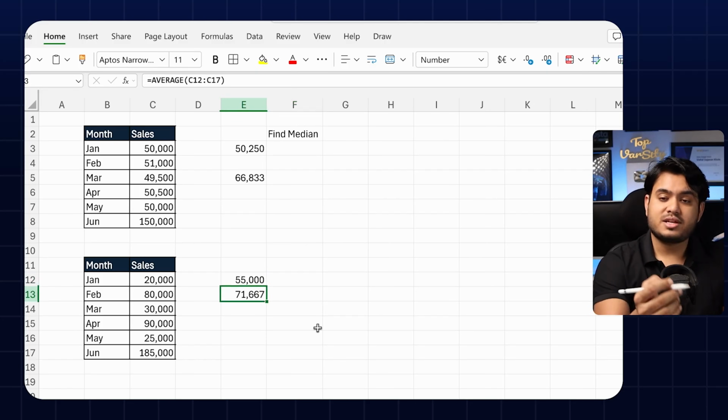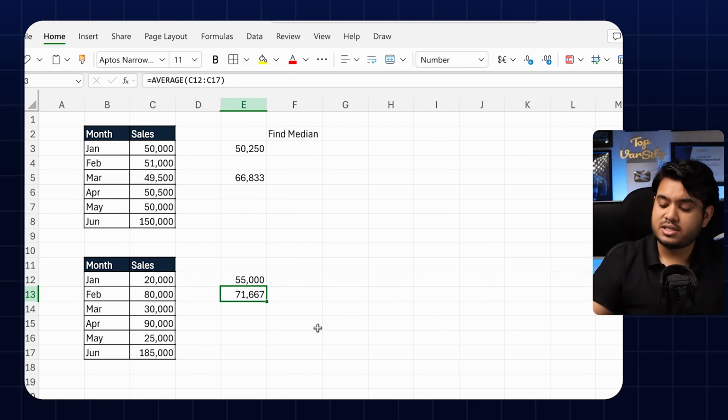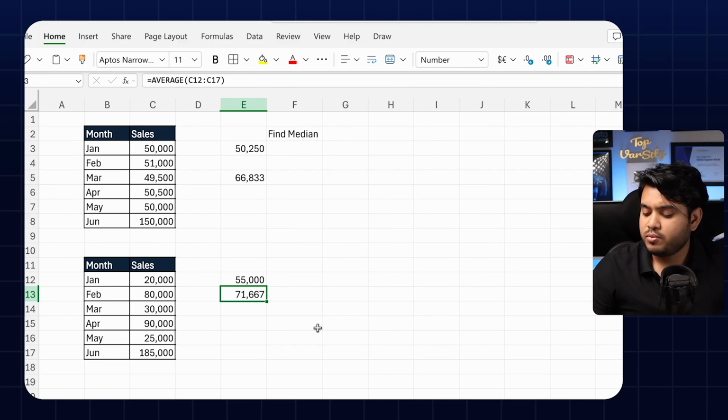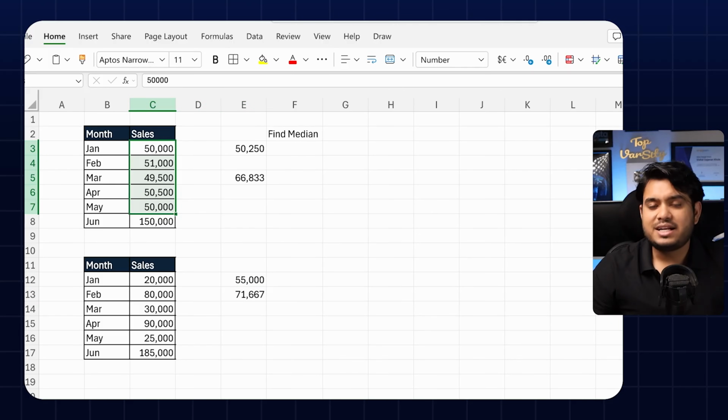So if I ask you as a manager or as your senior person what the sales trend is, you will say, see, Jan, Feb, March, April, May, the sales trend is almost flat, but in June we have found some spike. But it is not sure that in July also you will get the same profit. Your profit margin will be around this only, near about 50,000. You cannot say it will be around 1 lakh. So that's the difference between median and the average.